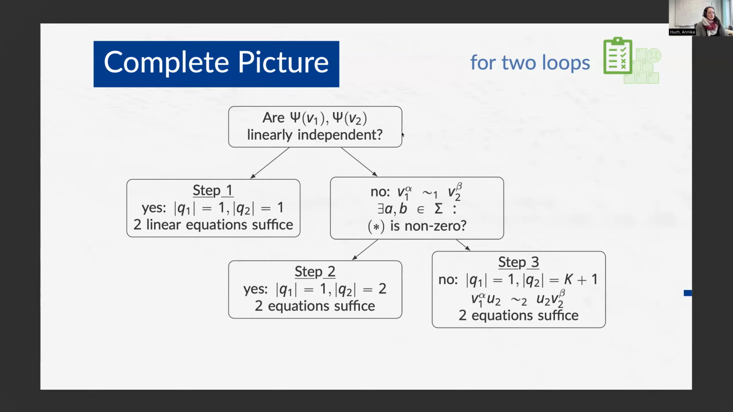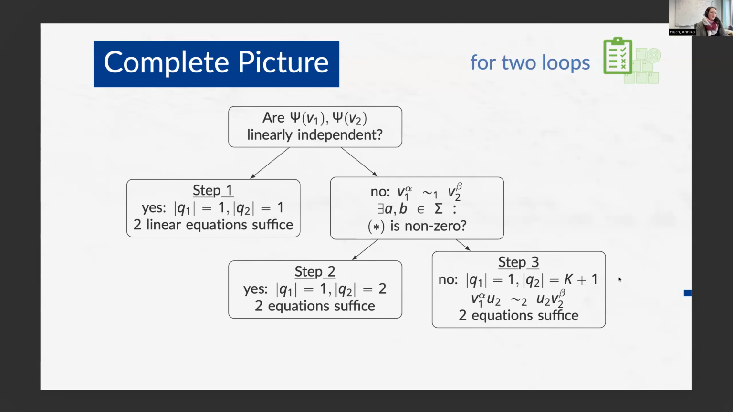If they are linearly dependent, then we ask, is there a binomial coefficient between those 2 powers of the loops? This means that they have a binomial coefficient, and we ask if this big equation I showed you is 0 or non-zero to determine the orientation of the graphs there. If it is non-zero, then we can ask for 1 query of length 1 and 1 query of length 2. And if it's 0, then we have to find the largest value k, such that the binomial equivalence gets destroyed, and we ask for 2 queries, one of length 1 and one of length k plus 1.